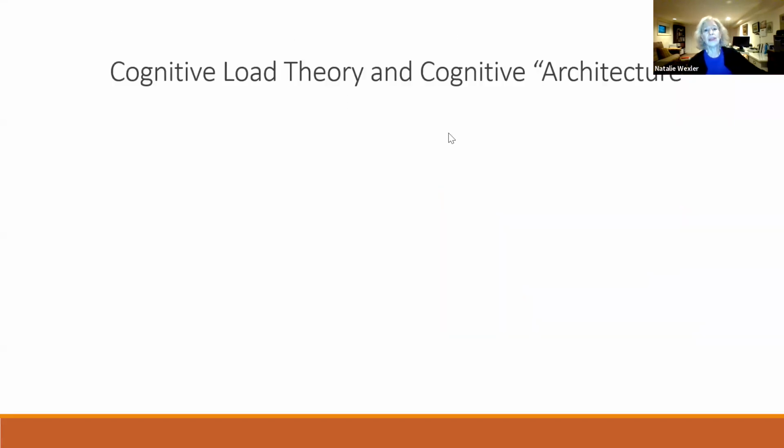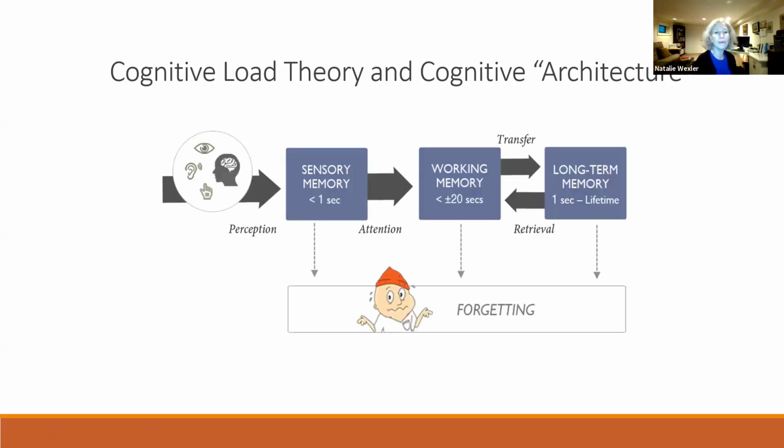Cognitive load theory and cognitive architecture can be summarized in a diagram that looks like this. Now, these are not places in the brain, they are processes in the mind. And that first box that says sensory memory, we don't need to worry about that. It just means if you don't pay attention to something, you're probably going to forget it. I think that's pretty obvious.